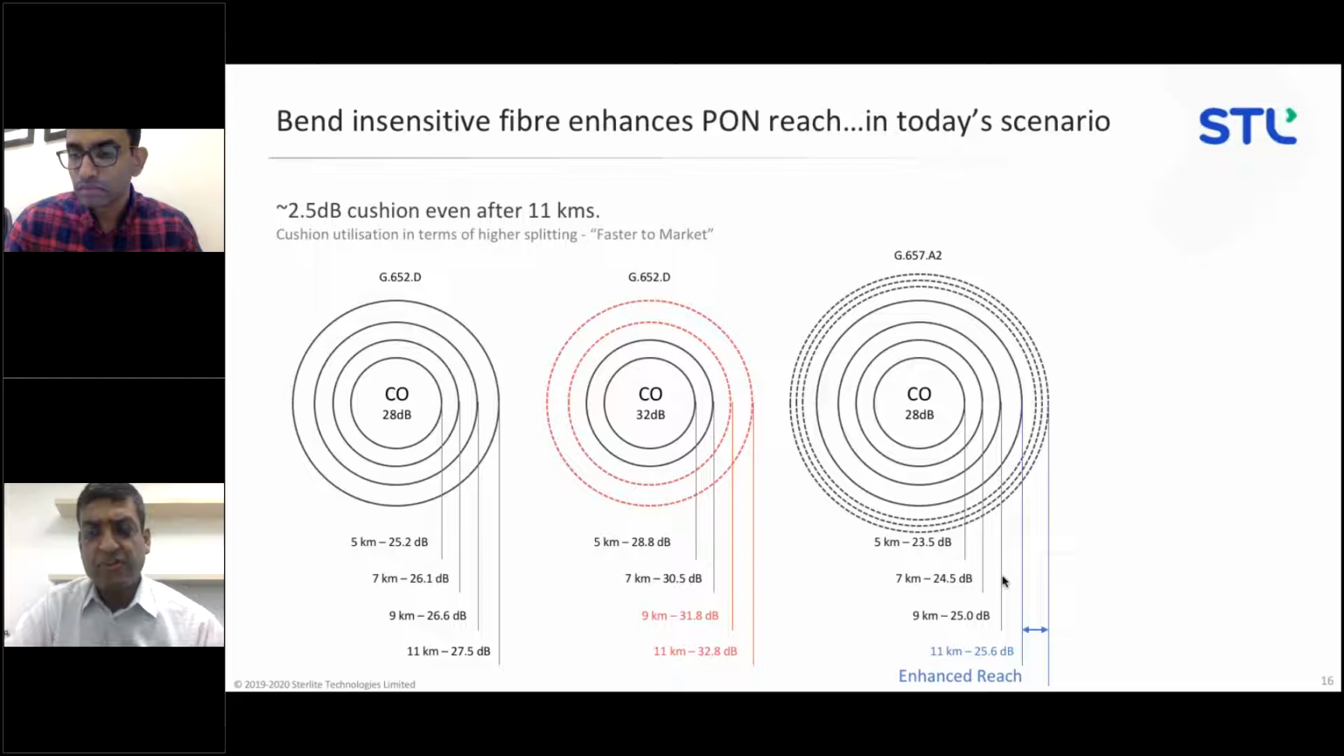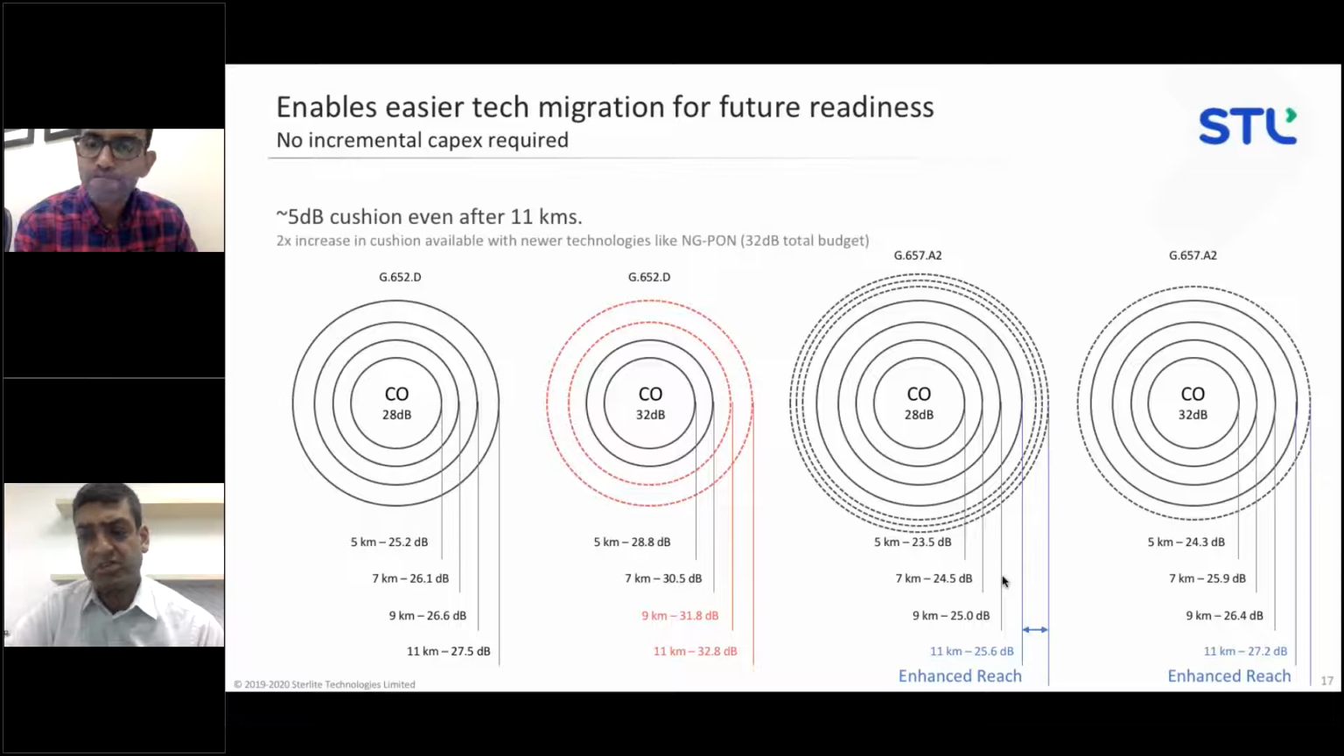Now, this is true even after we move to NG-PON technologies, where we still have an enhanced reach with G.657.A2 compared to D, typically about twice the reach. Just looking at these schematics, it makes it quite evident what the impact of bend-insensitive fiber is on the reach of the network. What this means is that the capex investment is very different when you choose to use G.657A2 versus D. The bend-insensitive fiber is far greater value for the capital investments that we make in networks.